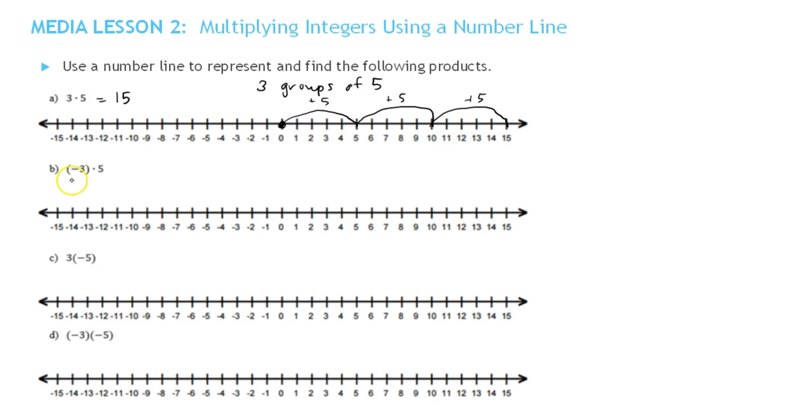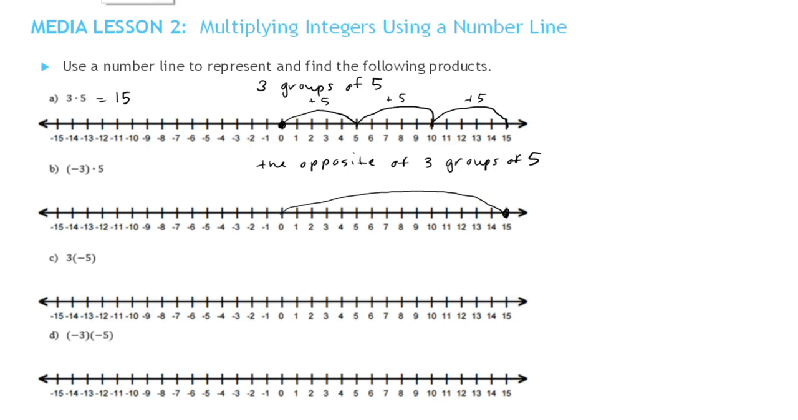Now here, remember we said we had trouble with negative 3 groups of 5. What would negative 3 groups mean? So instead we interpret this as the opposite of 3 groups of 5. Now we've already found 3 groups of 5 from the previous problem. It's 15. So we'll think of going to 15.